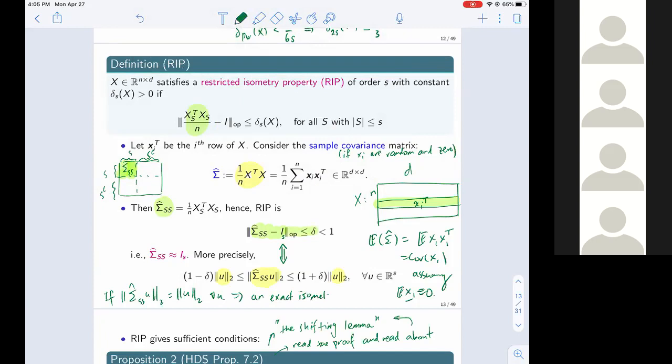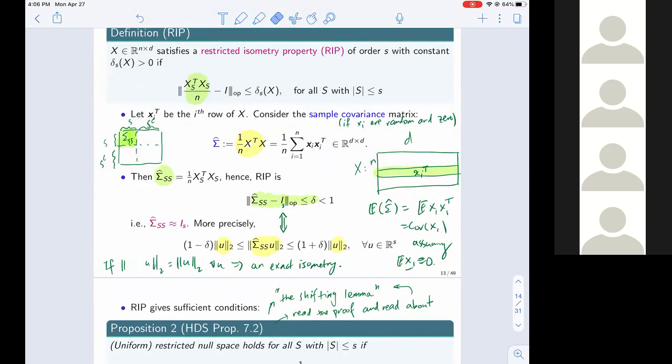Okay. This is saying that if I had sigma hat, it would be an exact isometry. So this condition is saying that sigma hat restricted to S by S submatrices is approximately an isometry, an approximate isometry. Maybe that's why it's called restricted isometry property.